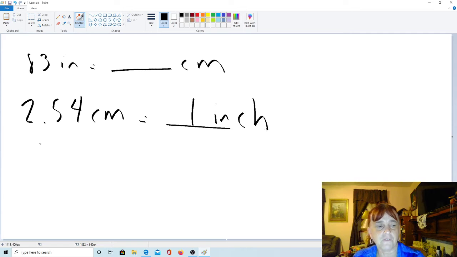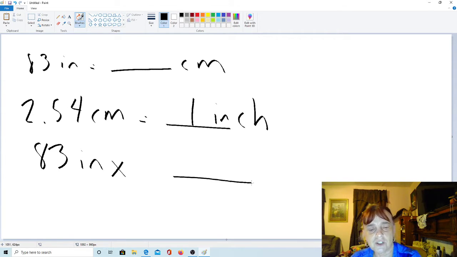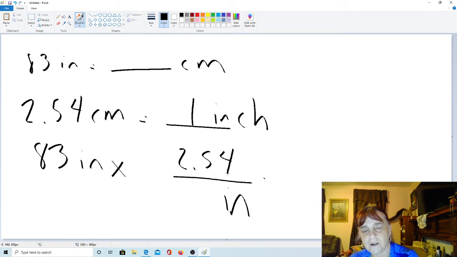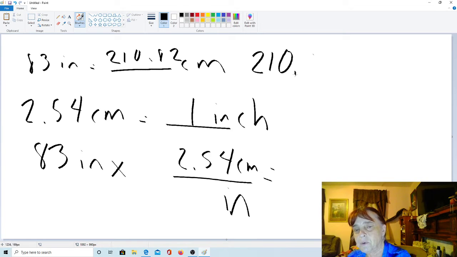And then to make that conversion, you have to multiply it so that your inches cancel out, and you multiply by 2.54. So 83 times 2.54 is 210.82. It's 210.82 centimeters.